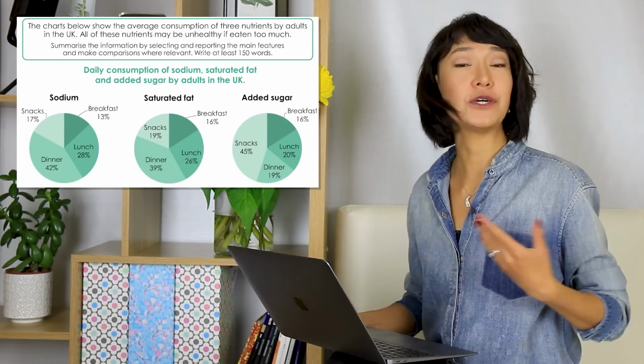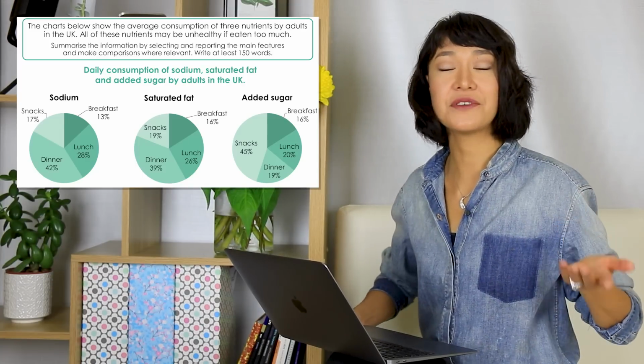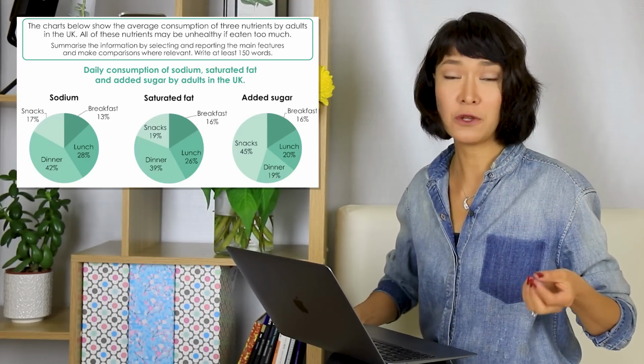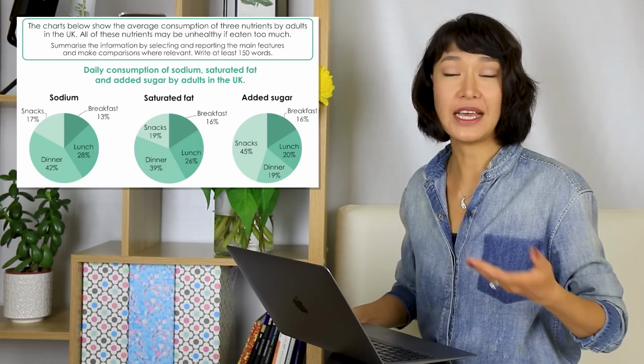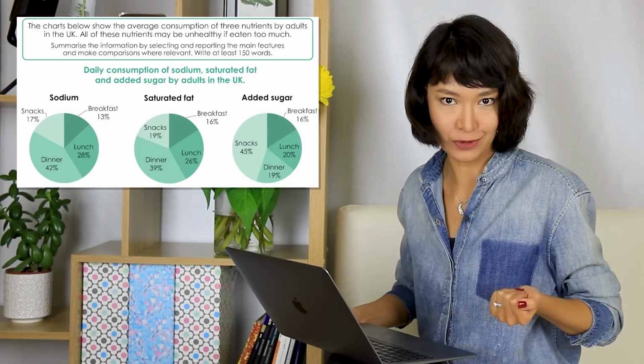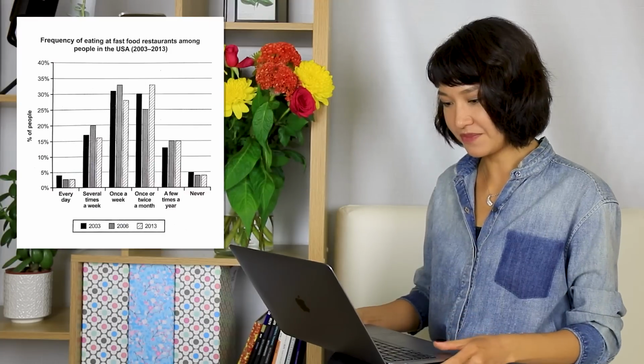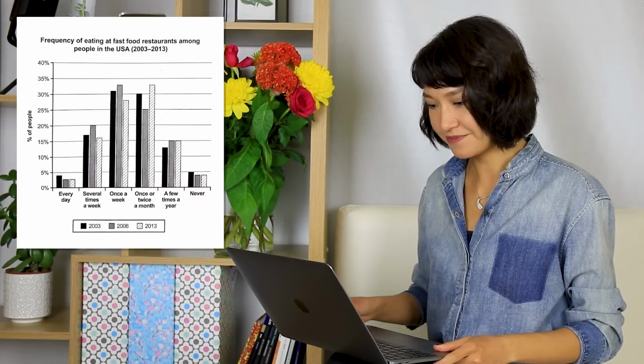Let's have a look at some tasks. So in the task with pie charts, we don't have any dates. So everything is in the present, and we use mainly the present simple tense. Breakfast contains, people eat, and so on. Now this one, a bar chart.